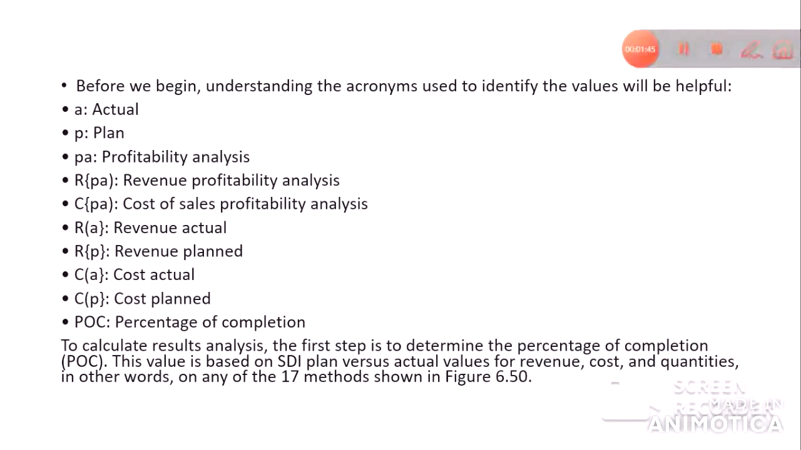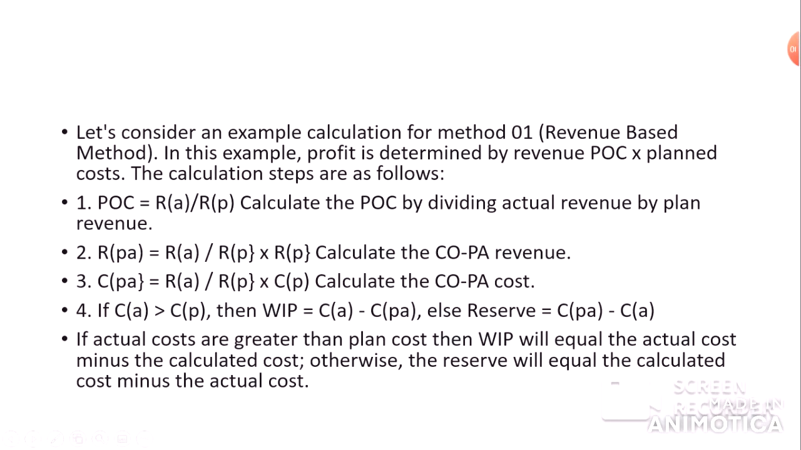To calculate results analysis, the first step is to determine the percentage of completion. This value is based on SDI plan versus actual values for revenue, cost and quantities. In other words, on any of the 17 methods shown in the figure 6.50. Let us consider an example of method 01 revenue based method. In this example, profit is determined by revenue POC multiplied with planned costs. The calculation steps are as follows.